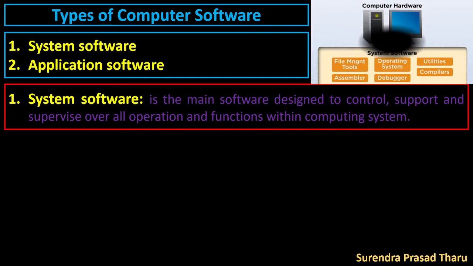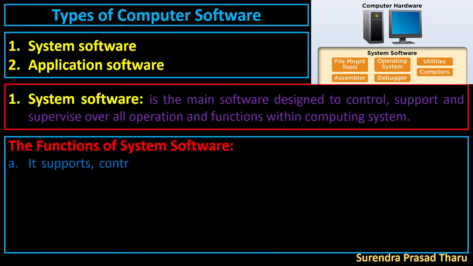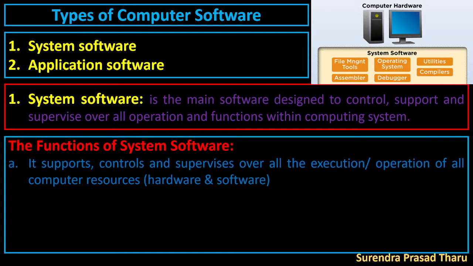So we can find some components like file management, different tools like operating system tools, utility, translator, and so on. So let's go through the functions of this system software, so we'll be more clear about it. In the definition, it is designed to control, support and supervise all the hardware and their execution, their operations with all different resources.